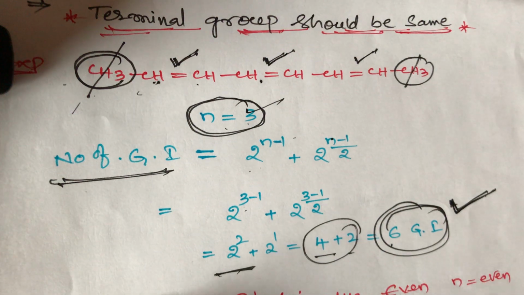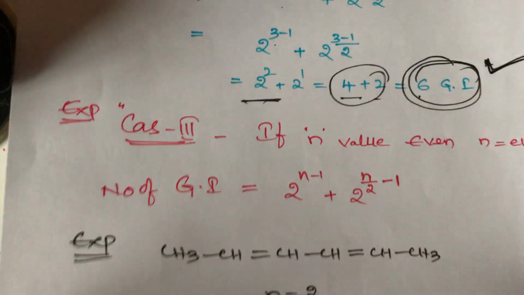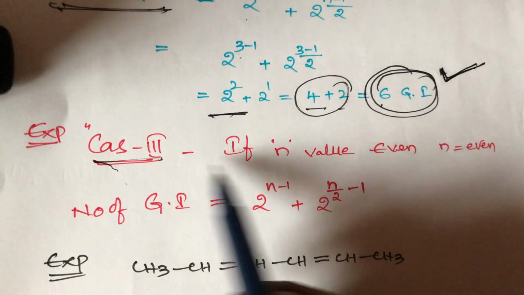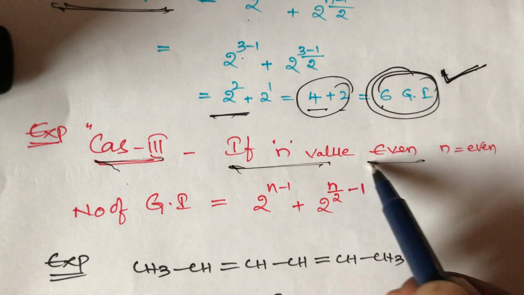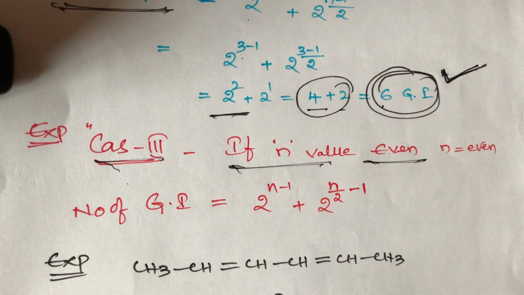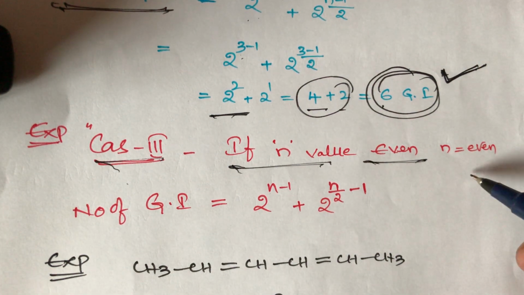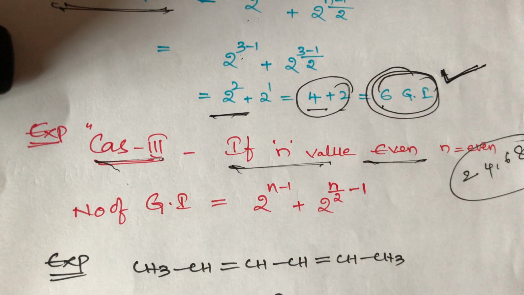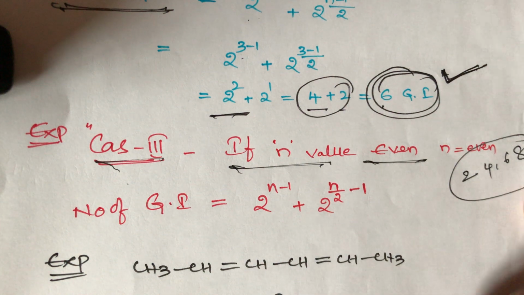And one more case, students. In case 3, if the n value is even, what is even? It means the number of double bonded carbons is an even number, that means 2, 4, 6, 8 like that. If 2 double bonded carbons are there, that is an even number. So 2, 4, 6, 8 like that.